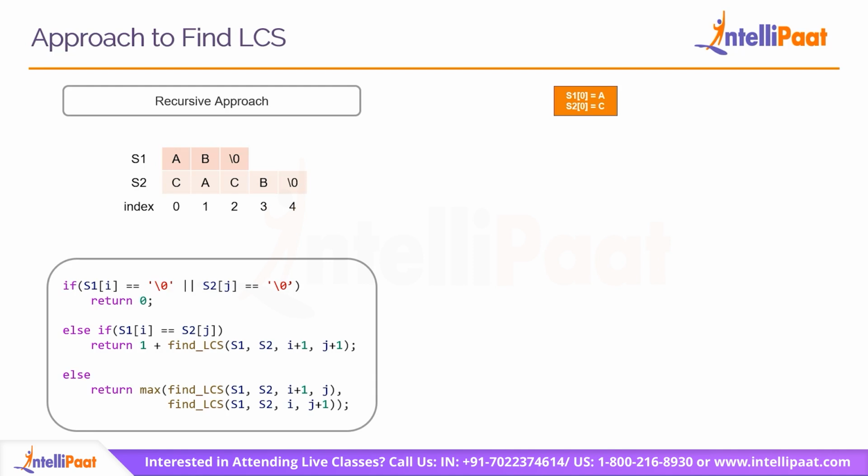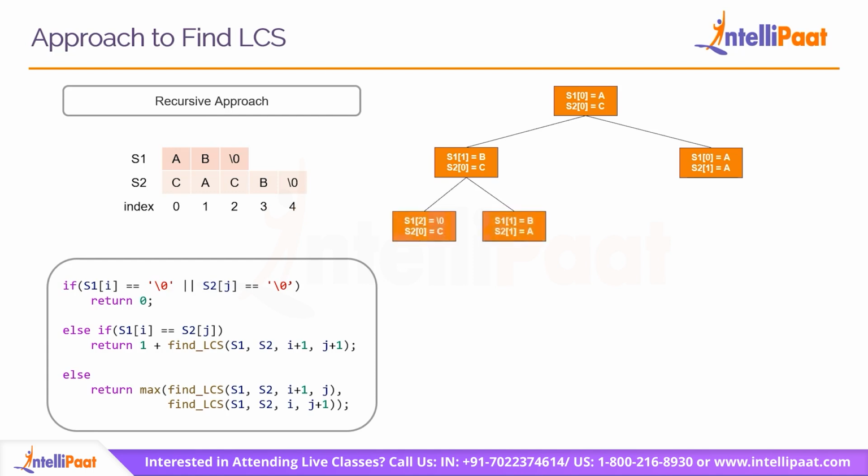From here, our recursion goes in two different ways. On the left, we will be adding 1 to i, and on the right, we will be adding 1 to j. Now before moving on to the right side, we should finish the left side recursion. So we'll proceed with S1 of 1, that is B, and S2 of 0, that is C. Both are neither \0 nor equal. So again, our recursion will get bifurcated in two different directions. On the left, we have S1 of 2, that is C, and S2 of 0, that is C. And on the right, S1 of 1, that is B, and S2 of 1, that is A.